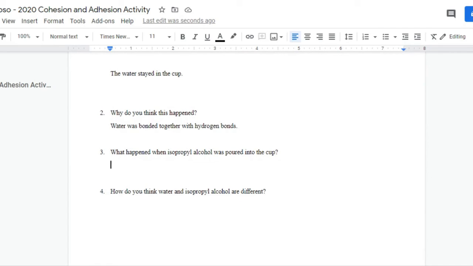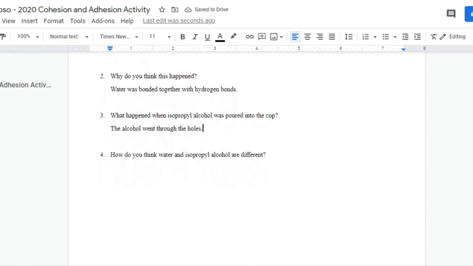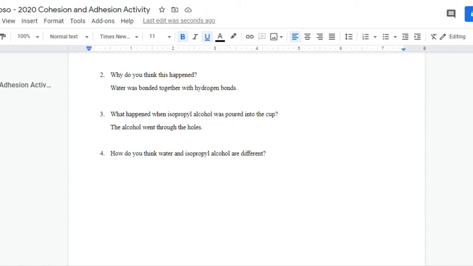Now what happened to the alcohol? The alcohol went through the holes. All right, so the alcohol did go through the holes, even though it looks just like water. It's actually the molecules are larger than water molecules. So why did it go through the hole? Why did it go through the holes and the water didn't? Well, water is more polar than alcohol. And since water is more polar, its hydrogen bonds are stronger and doesn't allow the water to go through the holes.